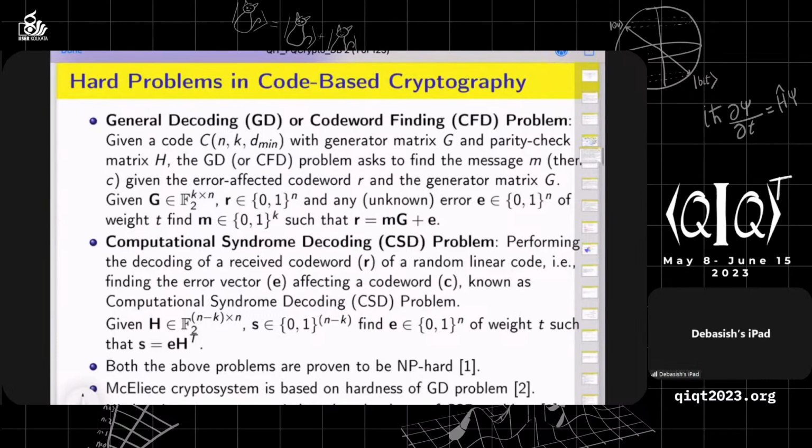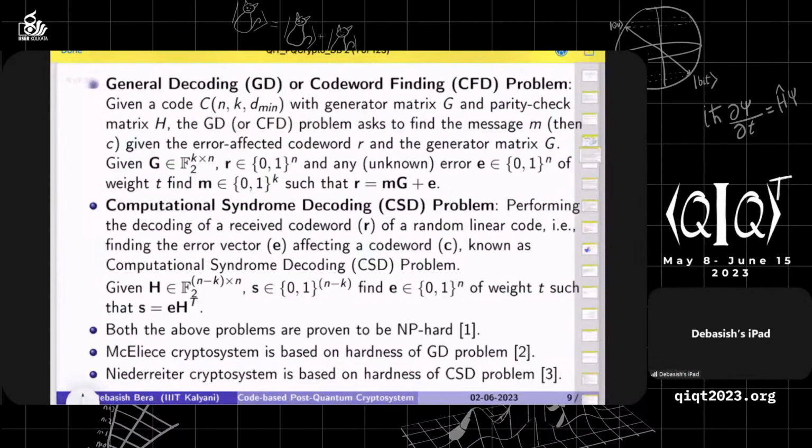Similarly, in the computational syndrome decoding problem, performing the decoding of a received word R of a random linear code, basically finding the error affecting the codeword, is called the computational syndrome decoding problem. Here, given H and S, find the E of weight T such that S equals H times E transpose. If I hide the actual H, you will never be able to find it.